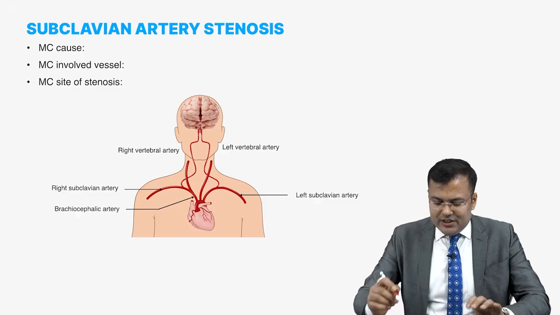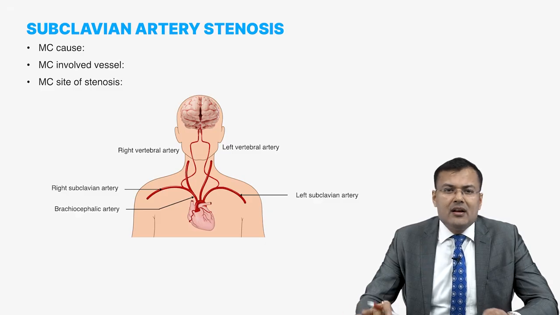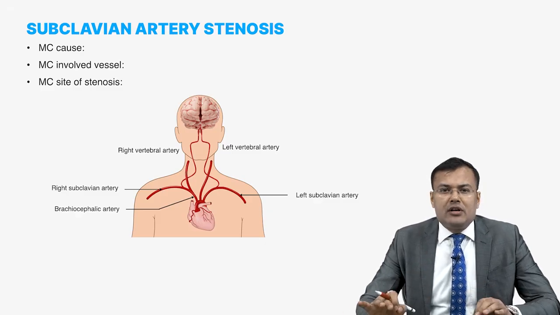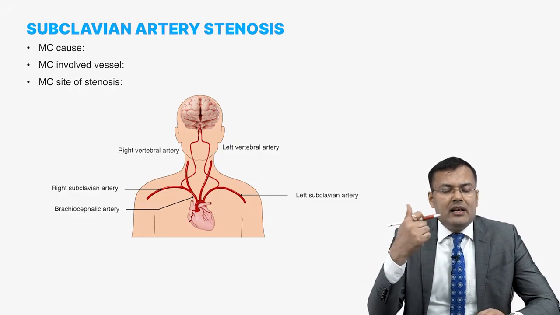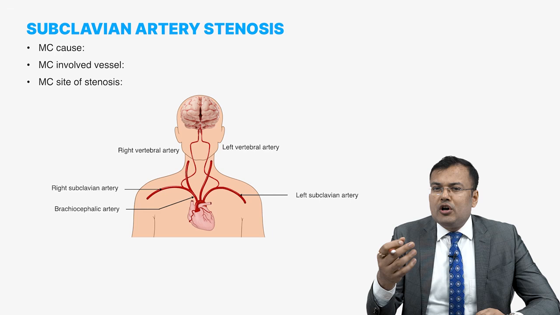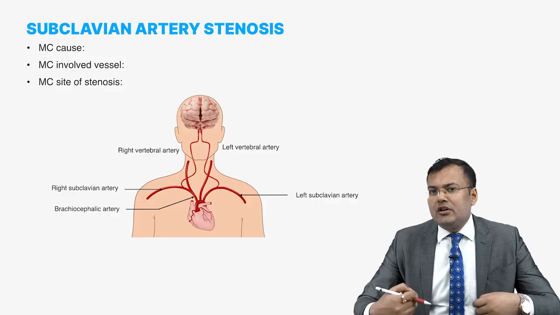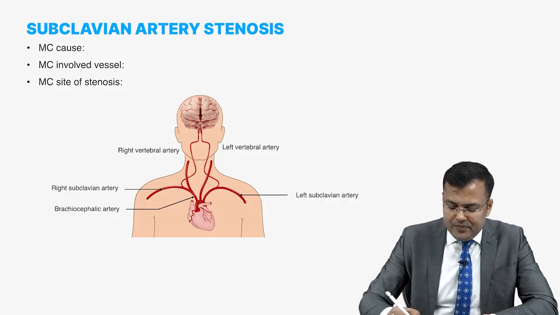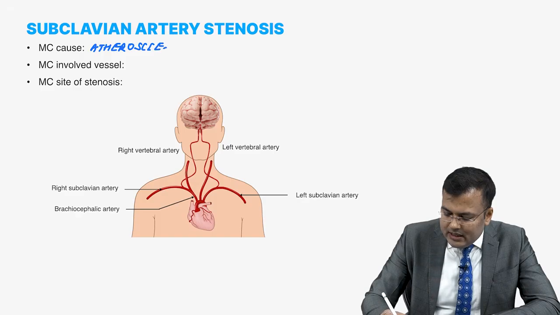Now coming to the questions. First, what is the most common cause of subclavian artery stenosis? We discussed that in the majority of arterial disorders, the most common cause is atherosclerosis. So most common cause of extracranial aneurysm, most common cause of peripheral arterial occlusion, most common cause of subclavian artery stenosis, and most common degenerative disorder of vessel: atherosclerosis. So here, the most common cause is atherosclerosis. One thing is clear? It is atherosclerosis.